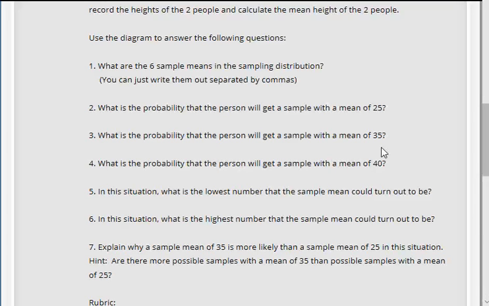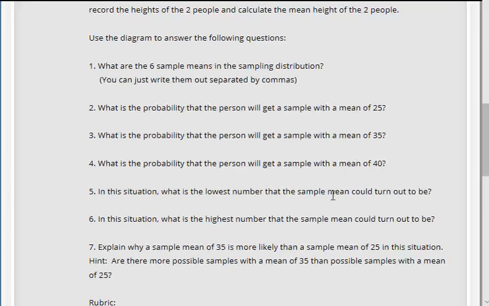Same thing, you do the same thing for questions 3 and 4. If 1 out of 6 boxes have a mean of 35, the answer is 1 over 6. If 2 out of 6 boxes have a mean of 35, the answer is 2 over 6. And if 3 out of 6 boxes had a mean of 35, the answer would be 3 over 6.